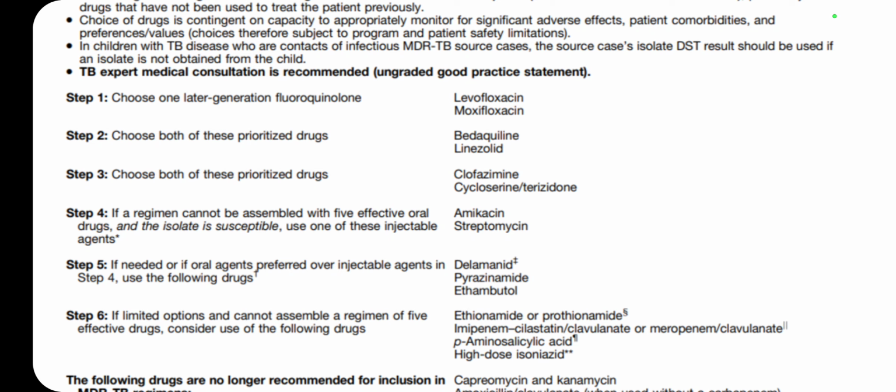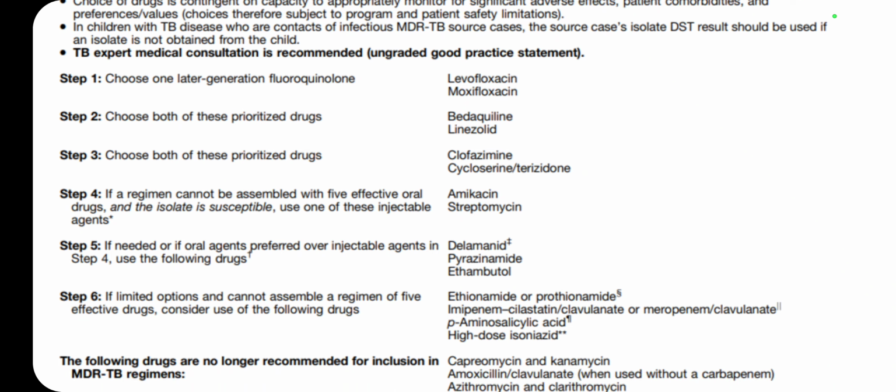Final step, Step 6. If there are limited options and you cannot assemble a regimen of 5 effective drugs, consider use of the following drugs: ethionamide, imipenem-cilastatin with clavulanate or meropenem with clavulanate, para-aminosalicylic acid, or high-dose isoniazid.